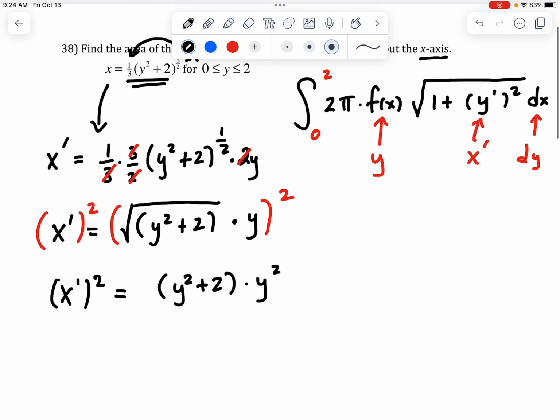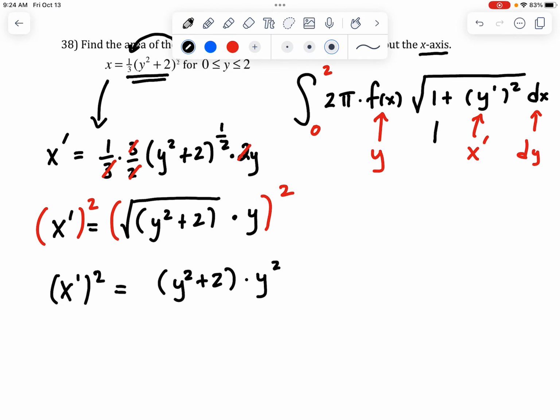And I might as well go ahead and do this part right here where I add 1 to both sides. So 1 plus the x prime squared, and also start doing the algebra. If you distribute the y squared, there's going to be y to the 4th plus 2y squared. Okay, I think I'm ready to set up the integral.